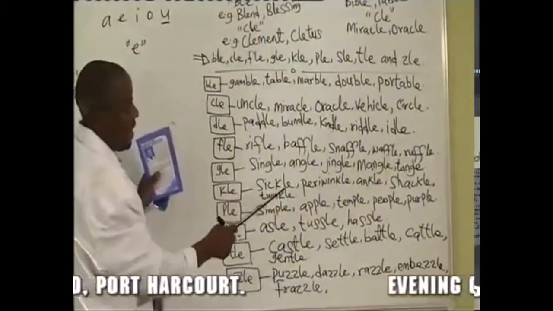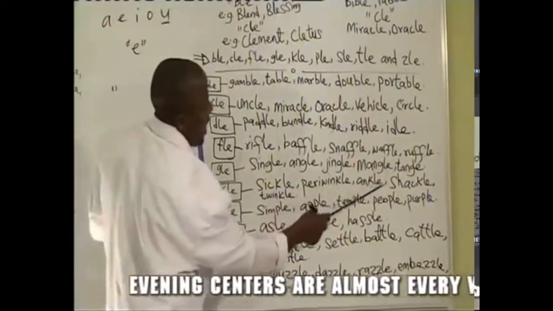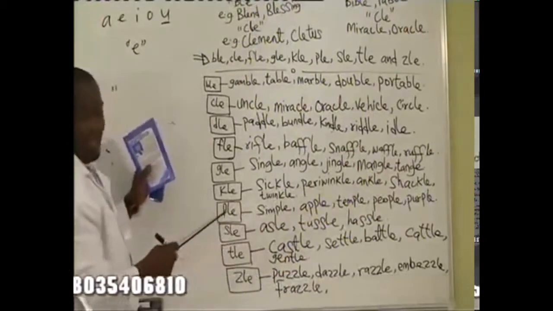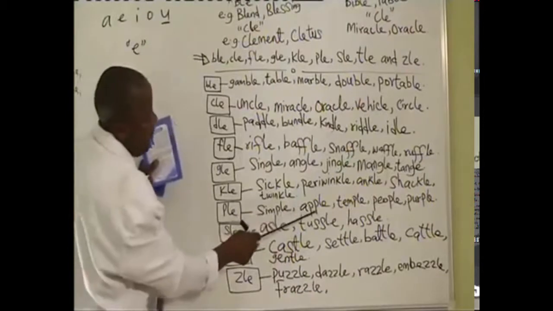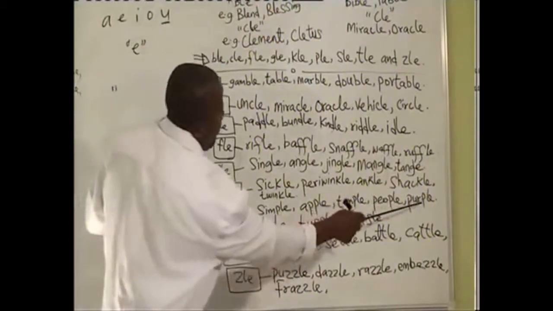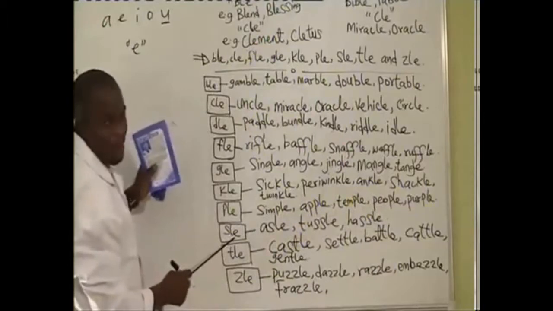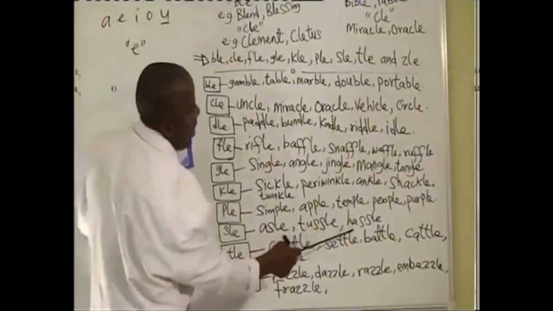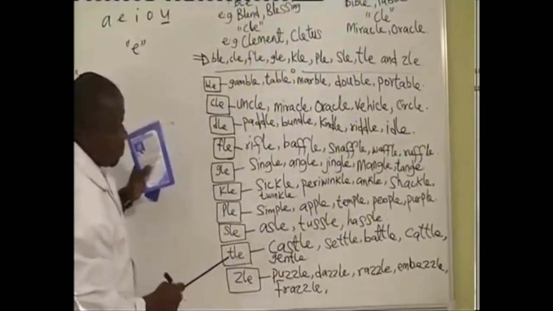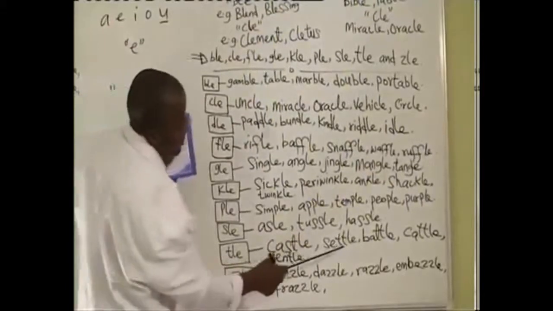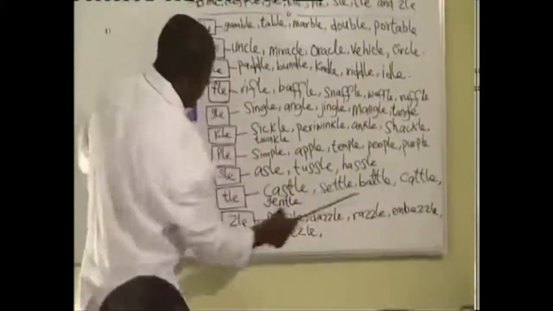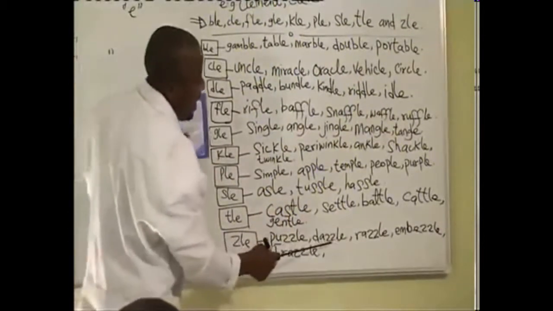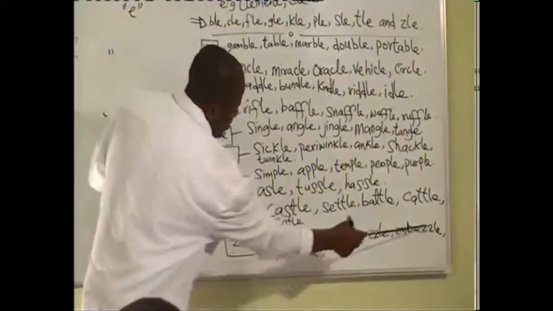We have K-L-E, as in? Sickle. Sickle cell. Periwinkle. Ankle. And what? Shackle. Shackles of illiteracy. Twinkle. This is what? Twinkle. Here we have P-L-E, as in? Simple. Apple. Temple. People. Purple. Here we have S-L-E, as in what? Pronounce it. As in? Tussle. Hassle. This is what? T-L-E, as in? Castle. Settle. Battle. Cattle. Gentle. And the last one, Z-L-E, as in? Puzzle. Razzle. Embezzle. And what? Frazzle.